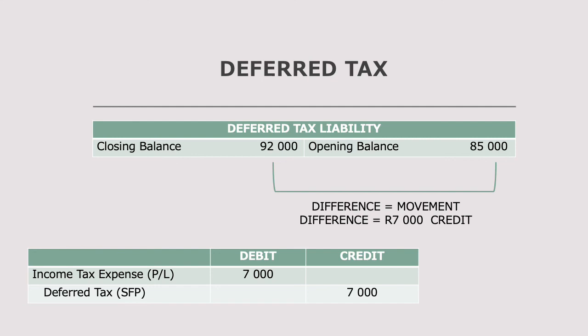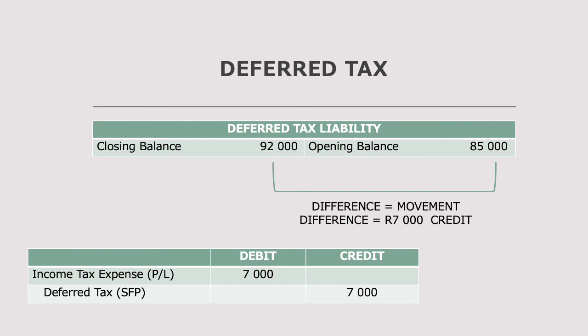Let's say, for example, we have a deferred tax liability. Now we know liabilities increase on the credit side, decrease on the debit side. So our opening balance in relation to a liability is sitting on the credit side. So we have an opening balance of our deferred tax liability of 85,000 Rand and a closing balance of 92,000 Rand. The difference between the 92,000 Rand and the 85,000 Rand is the movement in the deferred tax liability balance.